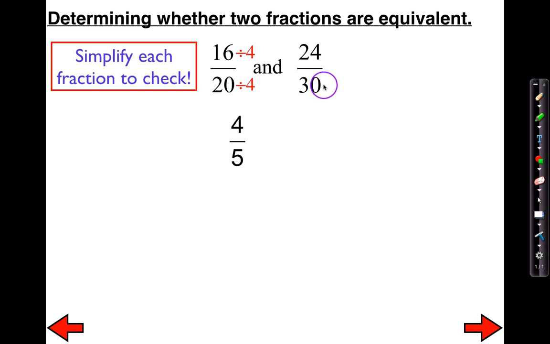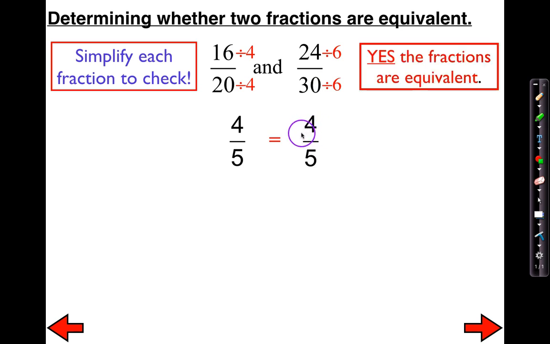Now looking at this here, 24/30ths, I'm noticing I can divide off a 6. So we're going to divide both the numerator and denominator by 6. 24 divided by 6 is 4. 30 divided by 6 is 5. So that leaves me with 4/5. Guess what? They are equal, which means they are indeed equivalent. So again, if you simplify your fraction completely, and then they are equal, then the fractions are indeed equivalent.